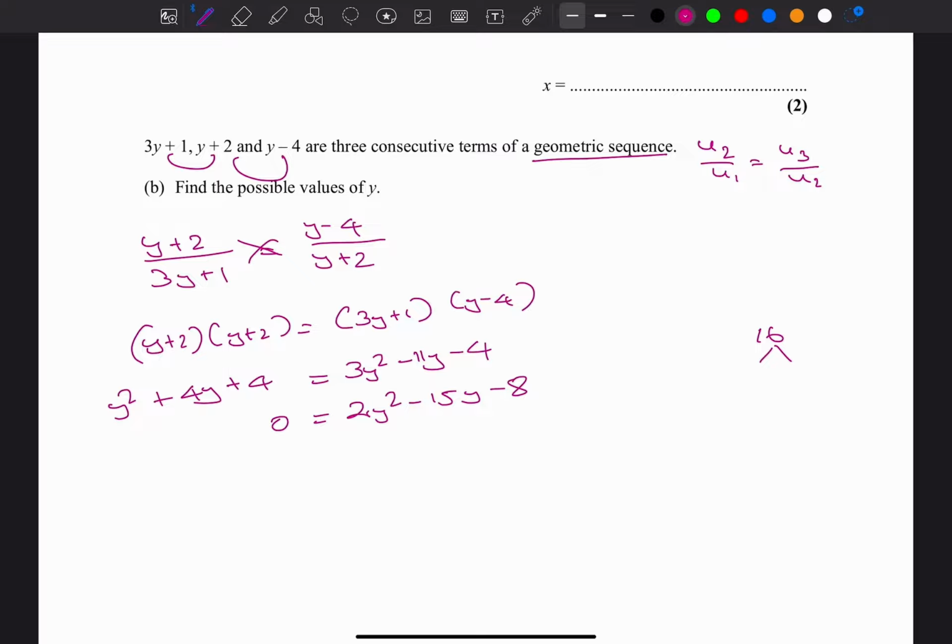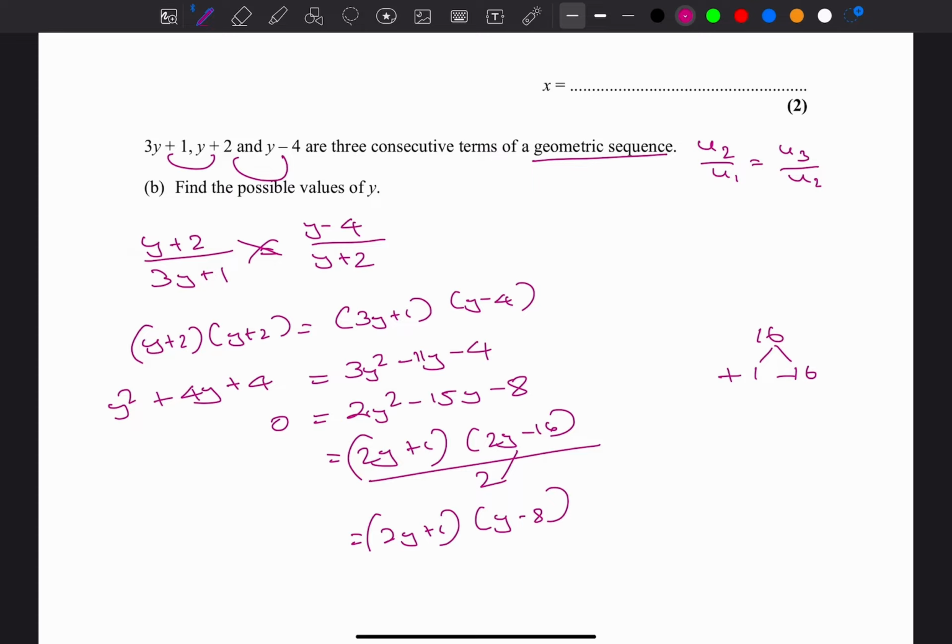Factors of 16 that make 15 are 1 and 16. Minus and plus to make it minus that. So it's 2y plus 1, 2y minus 16, everything divided by 2. 2 will divide here. 2y plus 1, y minus 8. That will give you y is minus 1 over 2, or y equals 8. There are two possible values of that, and these are your answers. So these are the possible values, right?